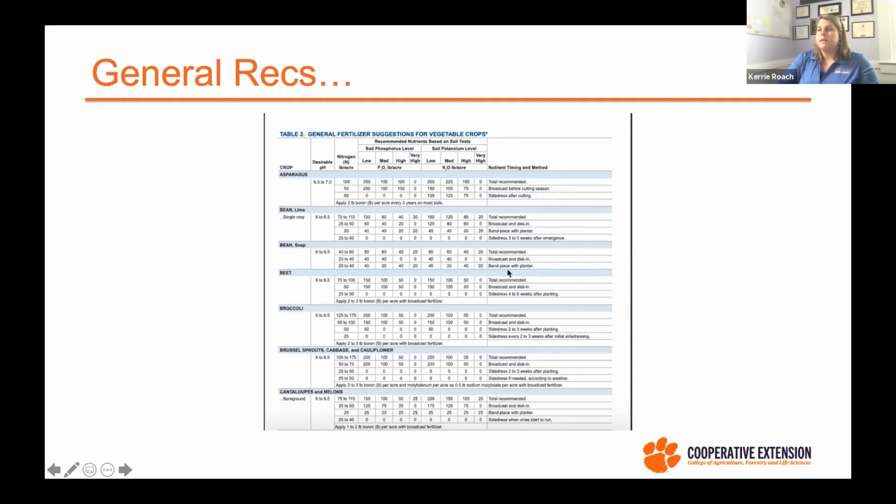So this is a really good thing that can go hand in hand with your soil test report, because I highly recommend you get your soil testing done and then use it as a tool with this if you're doing vegetable crop production.